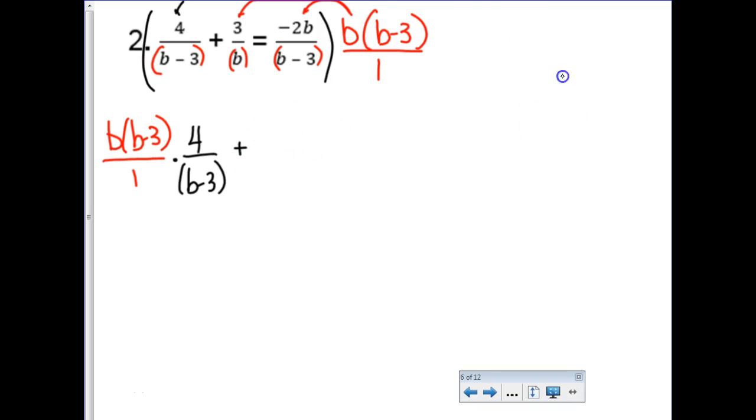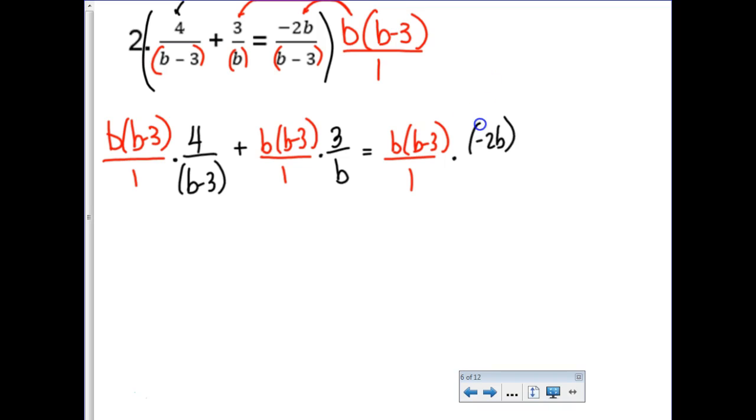All right, then you're going to distribute another b times b minus 3. And you're multiplying that by 3 over b. And then you're going to distribute a third b times b minus 3. And he's being multiplied to that original negative 2b. Again, I'm going to add parentheses here. Negative 2b over b minus 3. All right, I'm going to go old school on you.